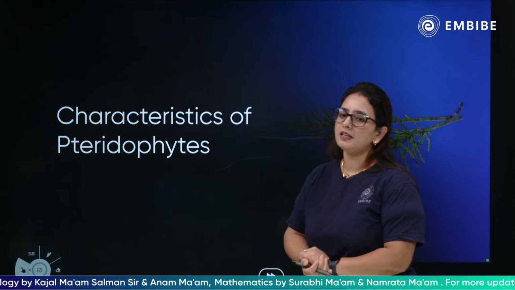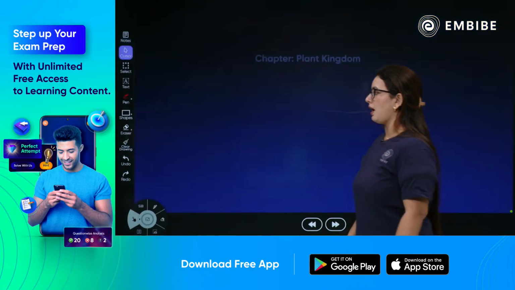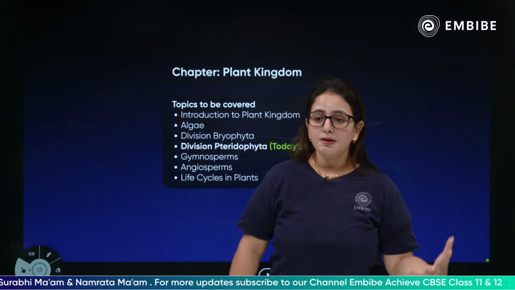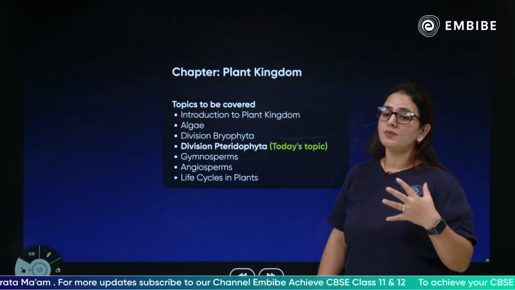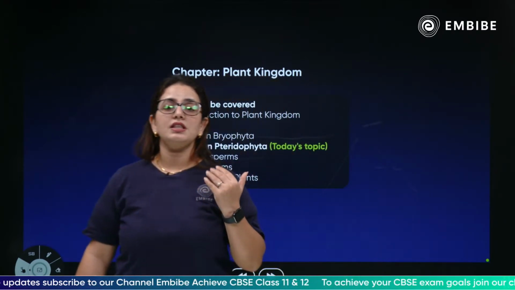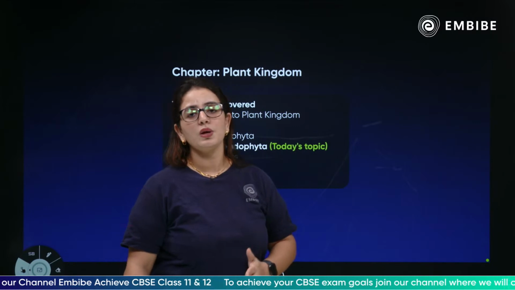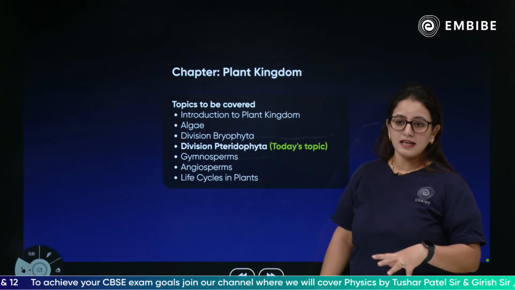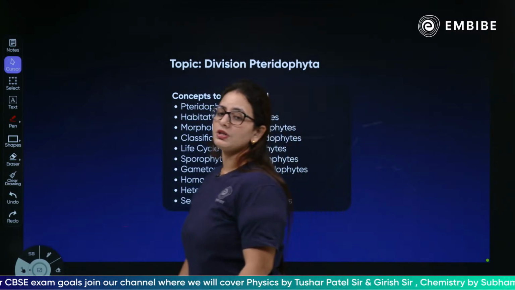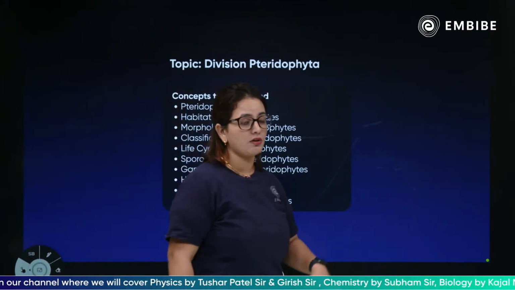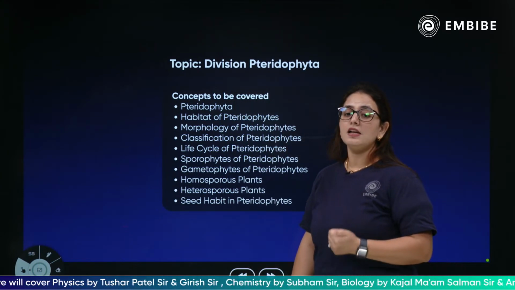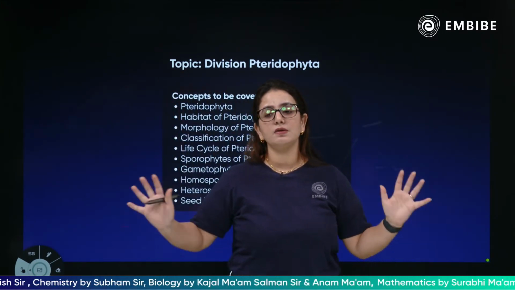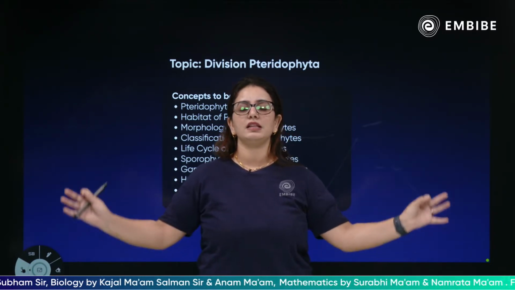So children, talking about the characteristics of pteridophytes, today we're going to discuss what pteridophytes are. In the previous sessions we have discussed the kingdom algae and the bryophytes. We are moving towards the next topic, the pteridophytes, and after that we're going to discuss the gymnosperms and the angiosperms and the life cycle of these plants. Today we're going to discuss the habitat of the pteridophytes, the morphology, the classification, the life cycle, the sporophytes, the gametophytes, the homosporous plants, heterosporous plants, and of course their seed habit. All the things in one session. We're going to discuss each and everything in detail.